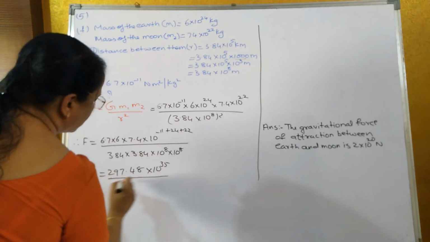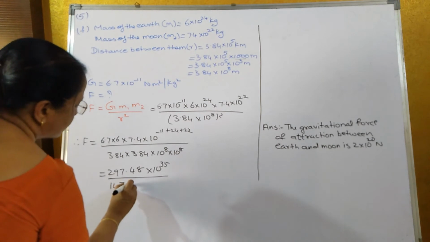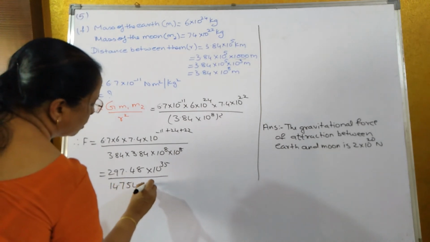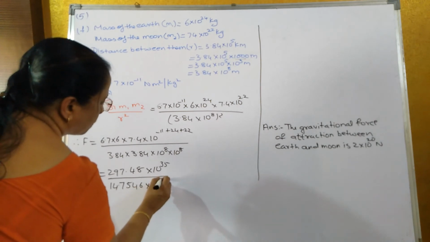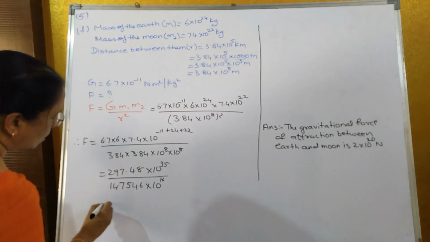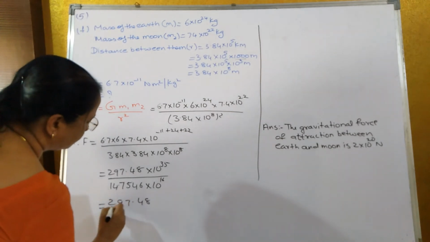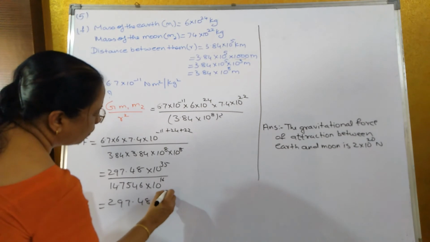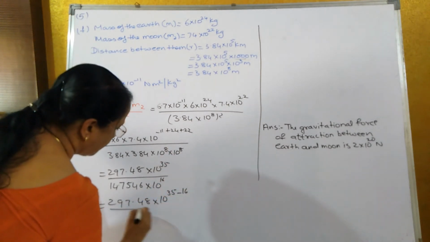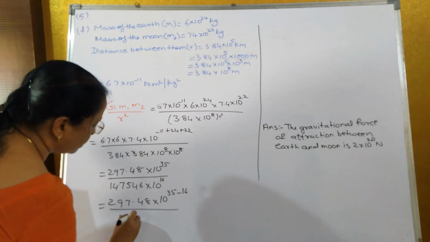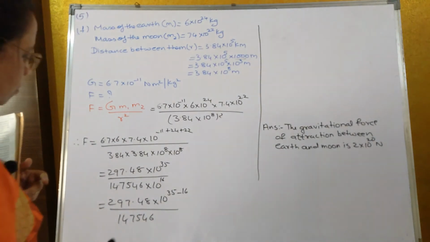And when you multiply 3.84 into 3.84, you will get 14.7546, into 10 to the power of 8 plus 8, which is 16. So that is equal to 297.48 into 10 to the power of 35. Take the 16 from the bottom to the top, it will become minus 16, upon 14.7546. So F is equal to what?